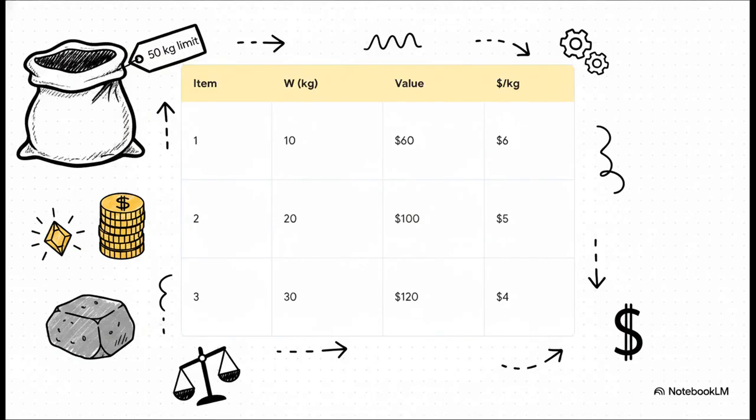Let's look at a specific data set to see this in action. We've got 3 items at our 50 kilogram limit. Item 1 is 10 kilos and worth $60, which gives it the highest value per kilo at $6 a kilo. Item 2 is 20 kilos, worth $100, so $5 a kilo. And item 3 is a massive 30 kilos, worth $120, putting it at only $4 a kilo.